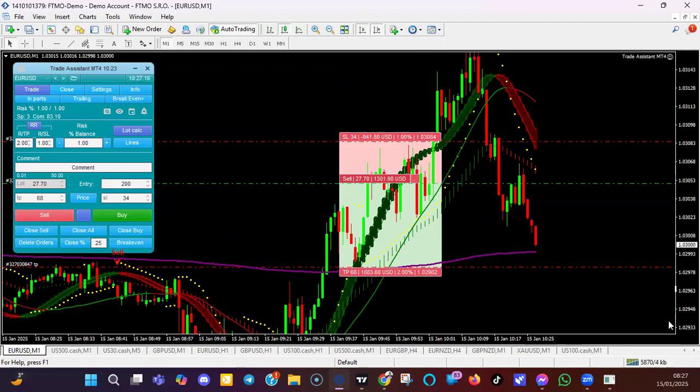Right, we're coming up to the purple line now. Are we going to bounce or break it? Hopefully we'll break it and get our 2%. But one never knows in this game.